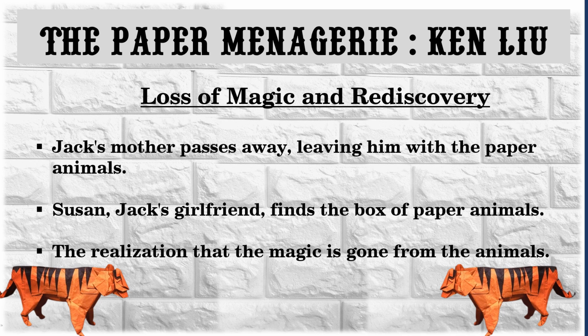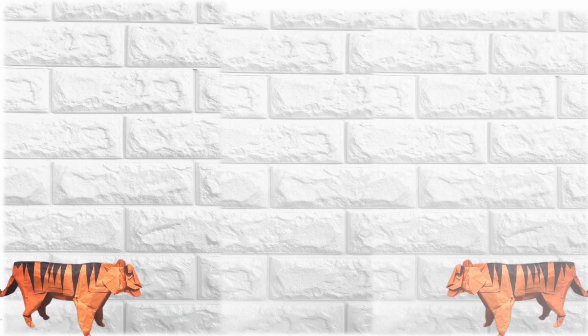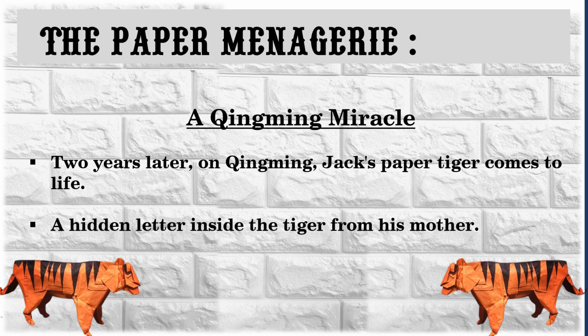Now after this, sadly, Jack's mother passes away and all that he's left with is the paper animals. Now Jack has a girlfriend by the name of Susan, and one day when she was cleaning the house, she finds a box of paper animals, and then they both realize that the magic that the mother had of breathing life into these paper animals is gone. Jack realizes that when he takes out that box once again. But you know what? A miracle happens.